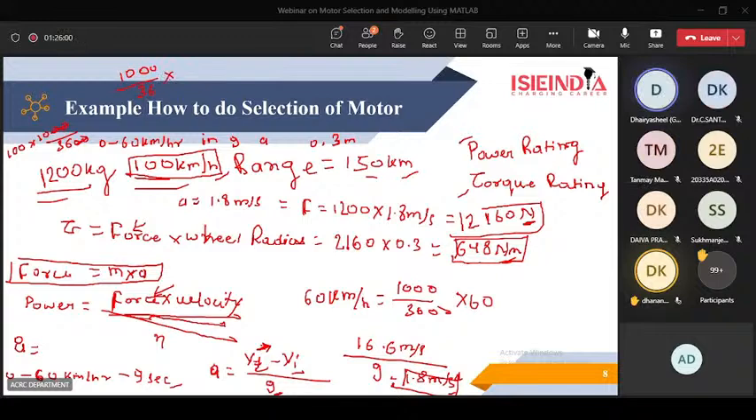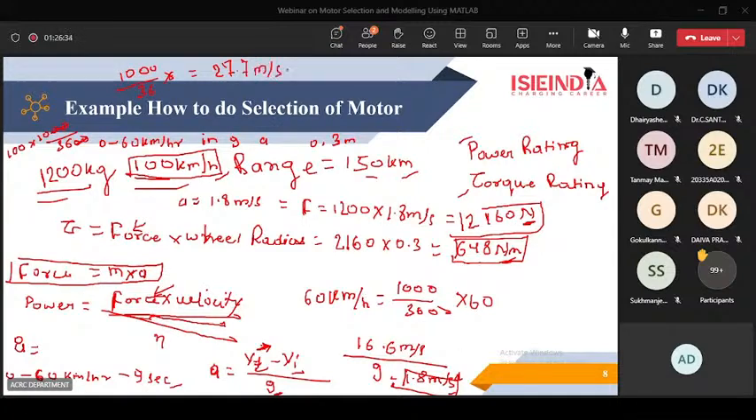Sir, what is the acceleration, 16.6 divided by 9? Acceleration is the final minus initial upon the time taken to attain that velocity. So this much is 27.7. Okay, so my force is this one and my velocity is this meter per second.